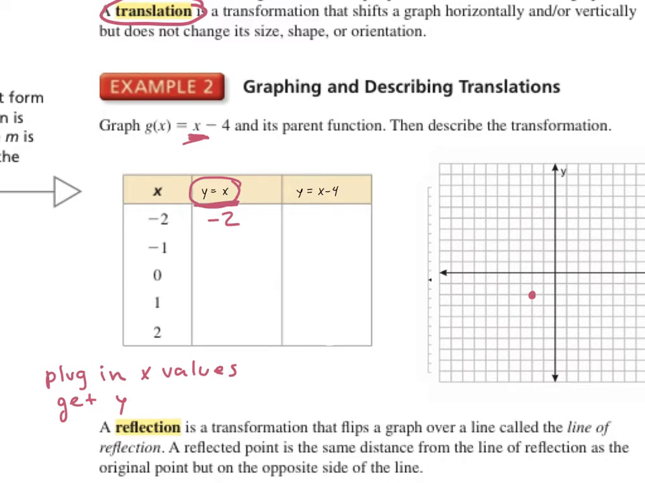So when we plug in -1 into our equation, we get y is equal to -1. So we go to the left 1 and down 1. We plug in 0 and we get 0. We plug in 1 and we get 1, and then we plug in 2 and get 2. So our graph of our parent function is going to look like this.